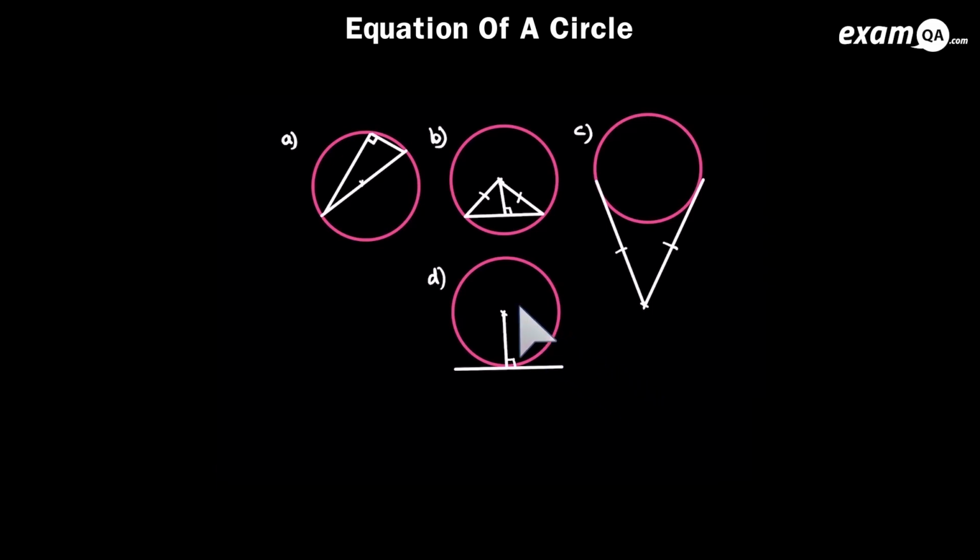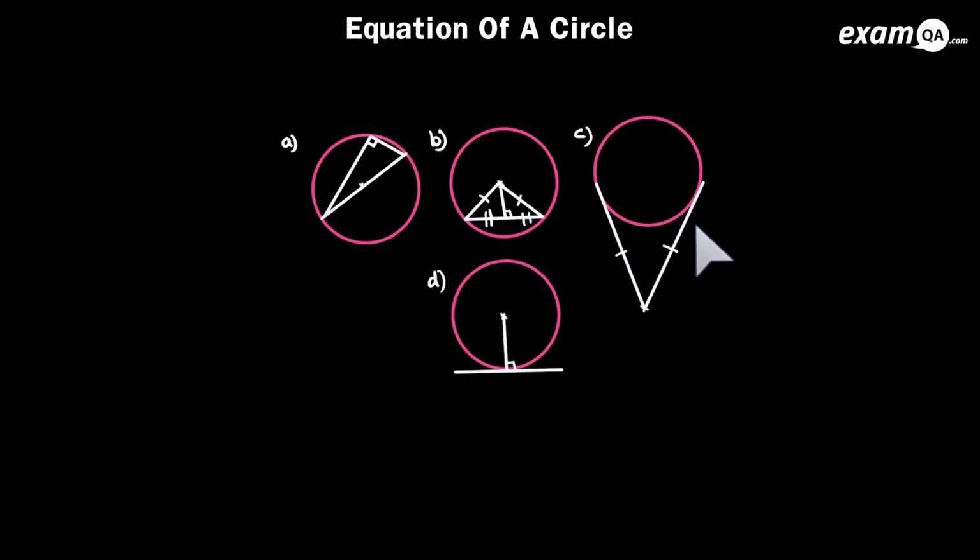Okay, so looking at A, you should remember that the angle in a semicircle is always 90. And on B, we have a perpendicular line, and that perpendicular line is always going to be a bisector here. And in C, if you have two tangents coming from the same point, these tangents will always be the same length. And in D, a very common one, a radius and a tangent always meet at 90 degrees.